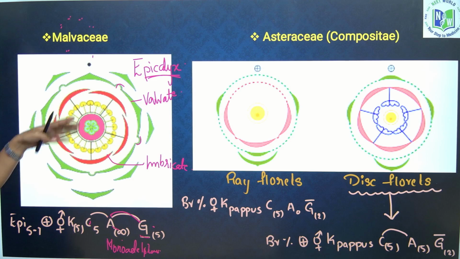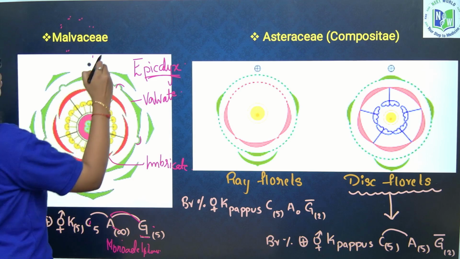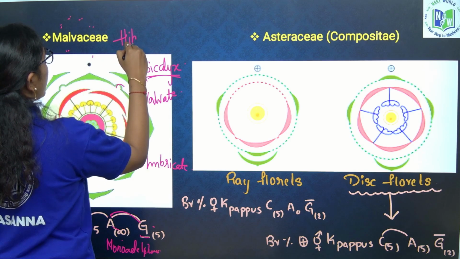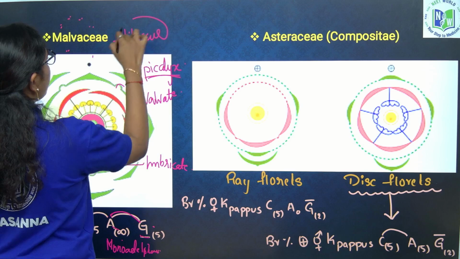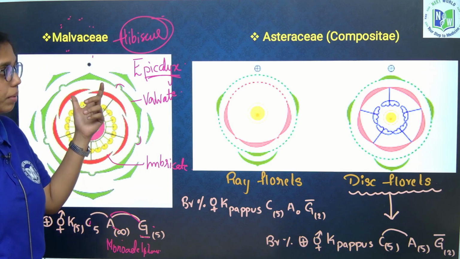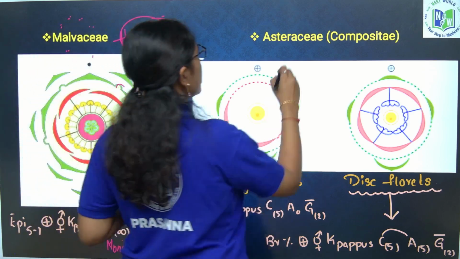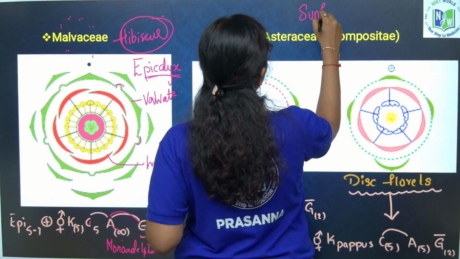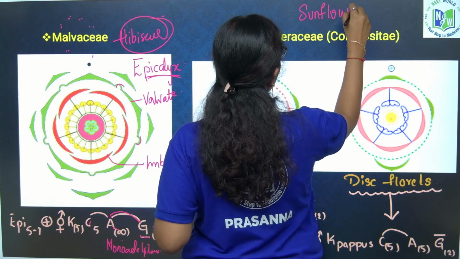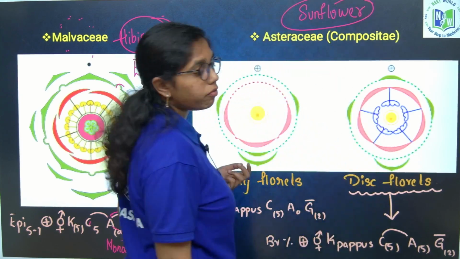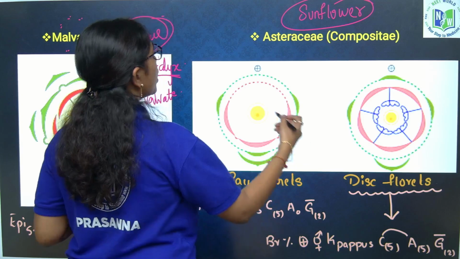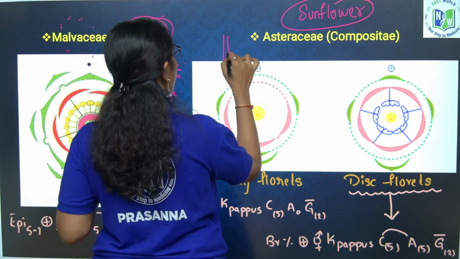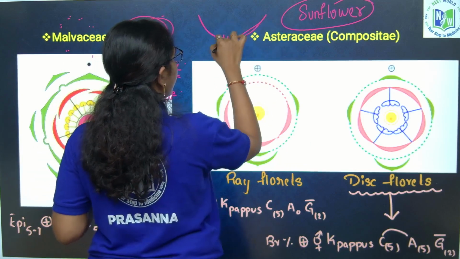This is all about the family Malvaceae. Your favorite flower hibiscus belongs to this family only. Okay, like that you can remember. Next is Asteraceae, and one more beautiful flower belongs to this family, a well-known flower, that is sunflower. So before looking into this, the inflorescence of this is head or capitulum.